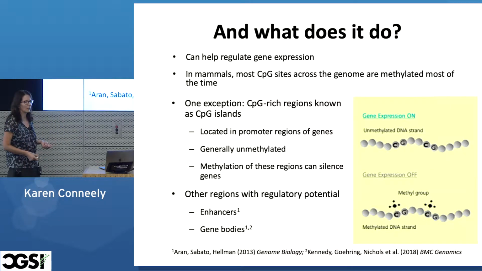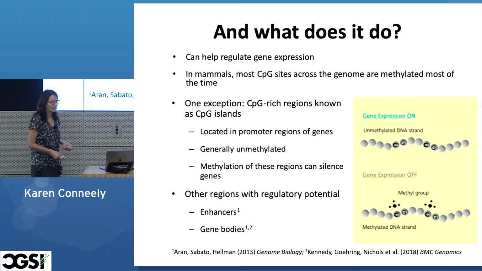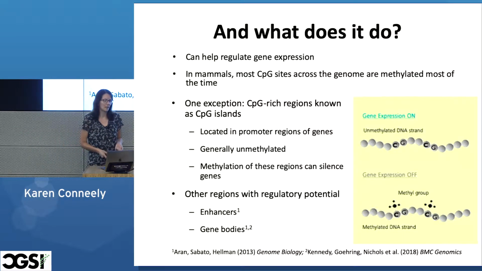But there are other regions as well with regulatory potential. One of these is enhancers. Methylation in enhancers can be thought of as a dimmer switch that controls the expression levels in different cell types. Methylation in gene bodies, different work has found different associations with expression. Some work has found primarily positive correlations between methylation in gene bodies and expression, as compared to the negative correlation we see in promoter regions. Other work has seen that there are both positive and negative correlations in gene bodies.